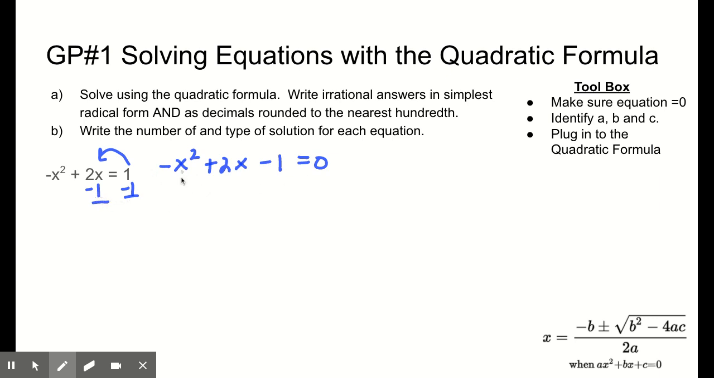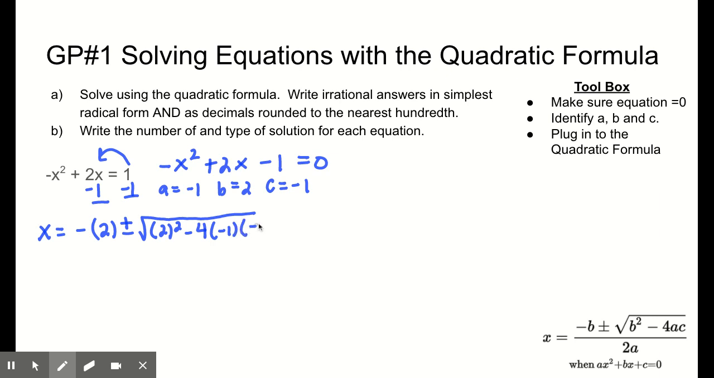From here, we need to identify a, b, and c. So a is equal to negative 1, b is equal to 2, and c is equal to negative 1. From there, we plug our numbers into the quadratic formula using parentheses. So we have a negative parentheses b plus or minus the square root of b squared minus 4 times a times c, divided by 2 times a.